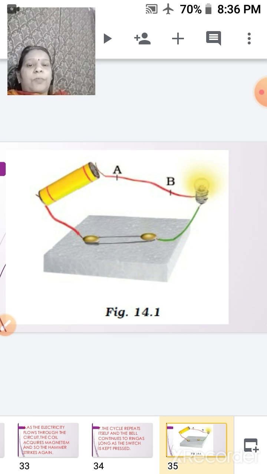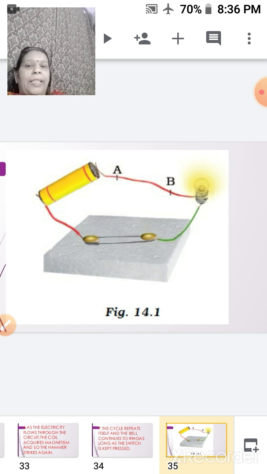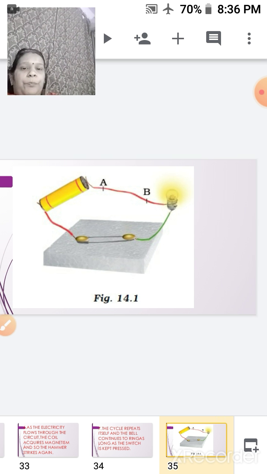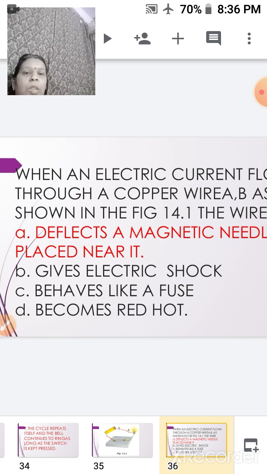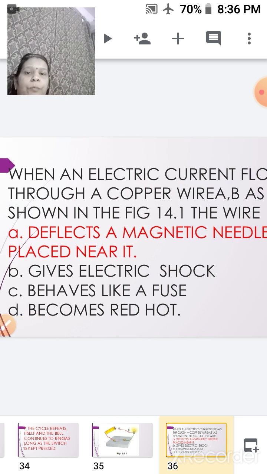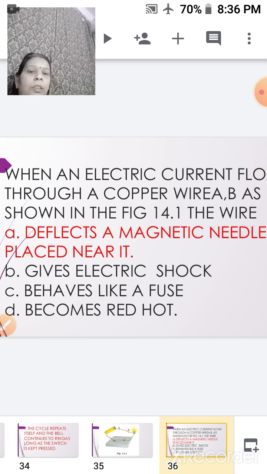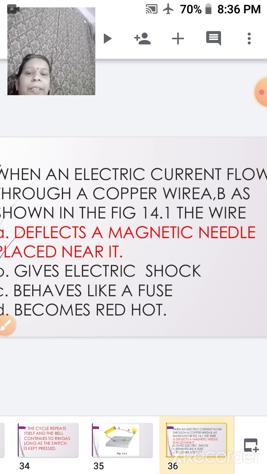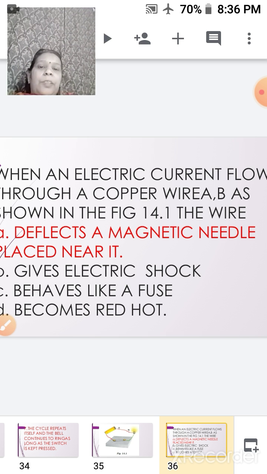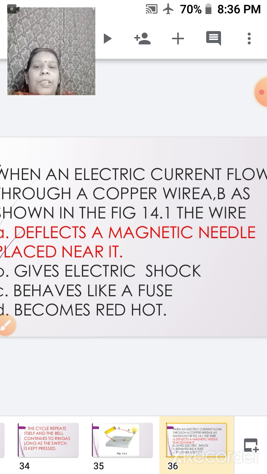Now look at this figure. This is the circuit which is given to you, and here you can see 2 marks, that is A and B on the circuit. Now the question is, when an electric current flows through a copper wire, that is AB, as shown in figure 14.1, what will happen to the wire? The wire deflects a magnetic needle which is near it. It gives an electric shock. It behaves like a fuse or it becomes red hot. The answer over here is it deflects a magnetic needle which is placed near it.